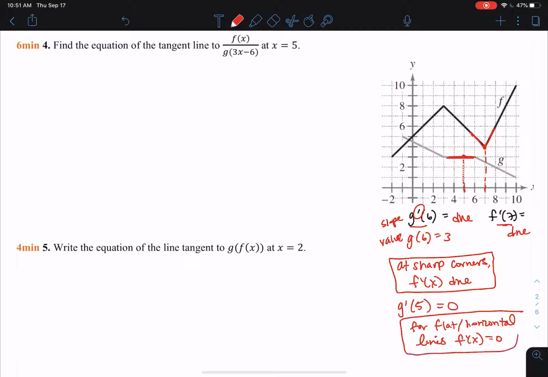These are two important characteristics to be familiar with. Sharp corners, the slope doesn't exist. Flat line, the slope is 0.